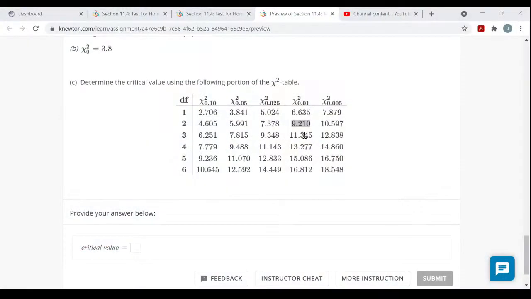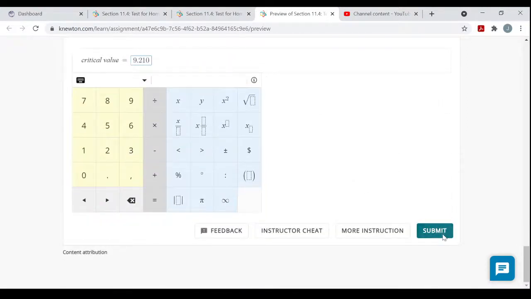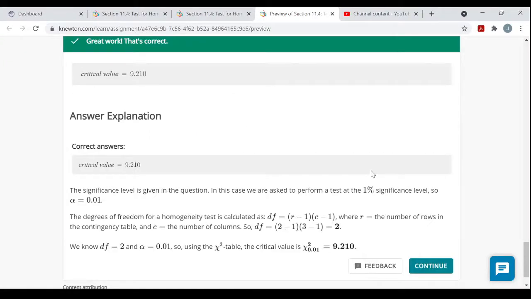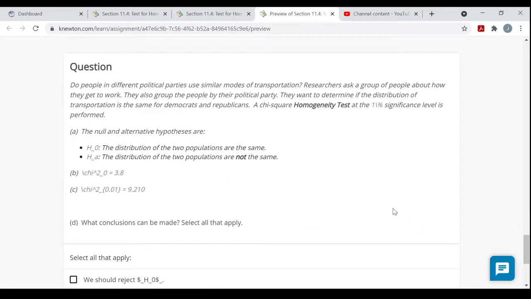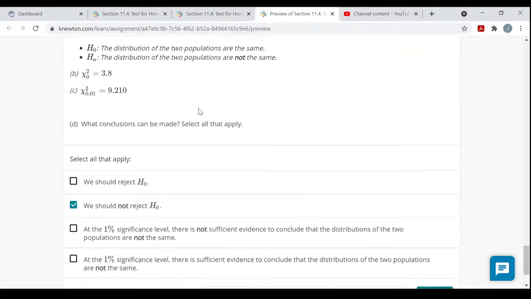Back here, what's the critical value? 9.210. Wonderful. And again, you need to know your degrees of freedom and the value of alpha for that one. And then finally, the decisions. I already told you, because our test statistic is not beyond the critical value, it's not in the rejection region, we do not reject the null hypothesis. And if we don't reject the null, that means we aren't supporting the alternative.